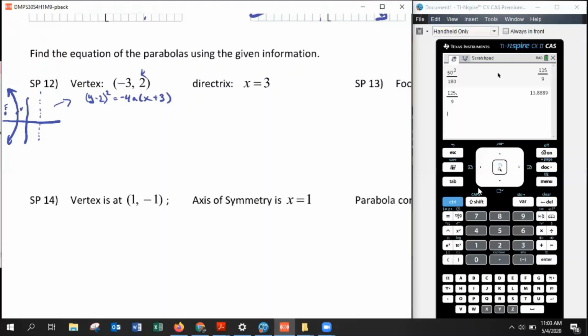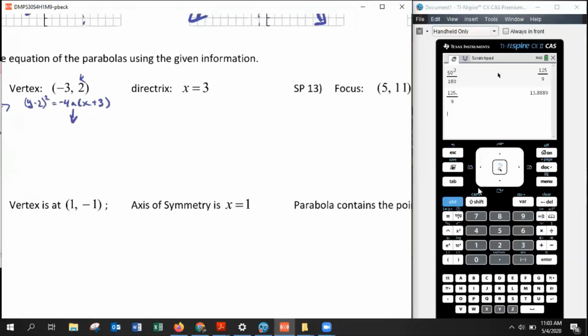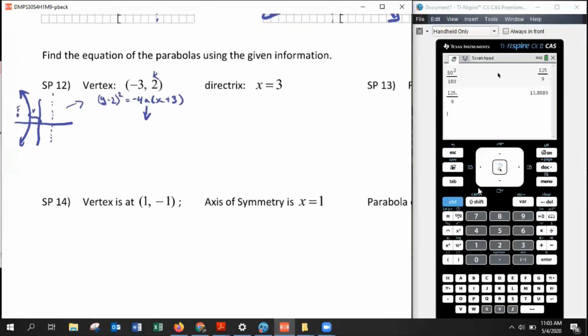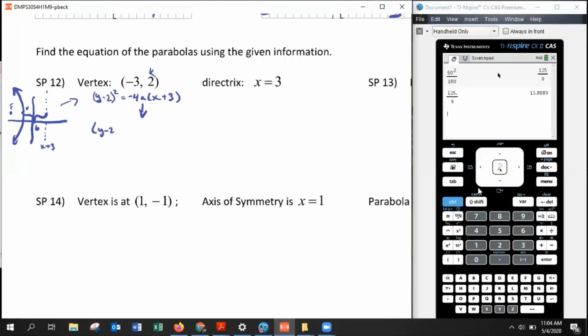And so now I'm very, very close to having the equation. All that's left is to figure out what my a value is. My a value is going to be that distance from the vertex to the directrix. If I know that this is x equals 3 and this is -3, -2, that means this total distance is going to be 6. So I have y minus 2 squared equals -4 times 6 times x plus 3. So y minus 2 squared is -24 times x plus 3.